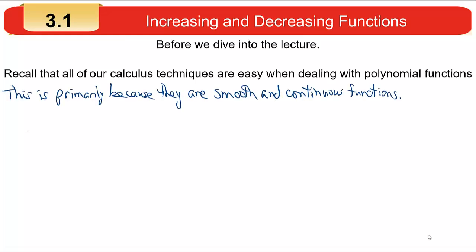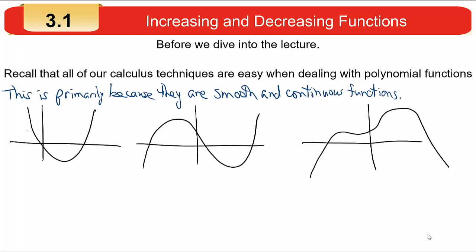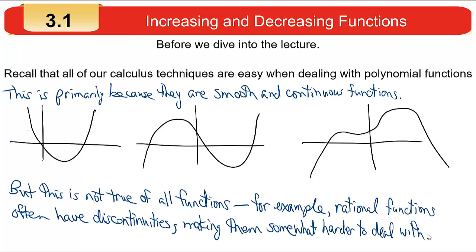Like I said, that's primarily because they're smooth and continuous. Things that look something like these. No discontinuities, no sharp corners, nothing bad. But there's always a but. This is certainly not true for all functions. And I want to single out rational functions as an example. They often have discontinuities and other issues, but I want to focus mainly on discontinuities. And that makes them a little bit harder to deal with.